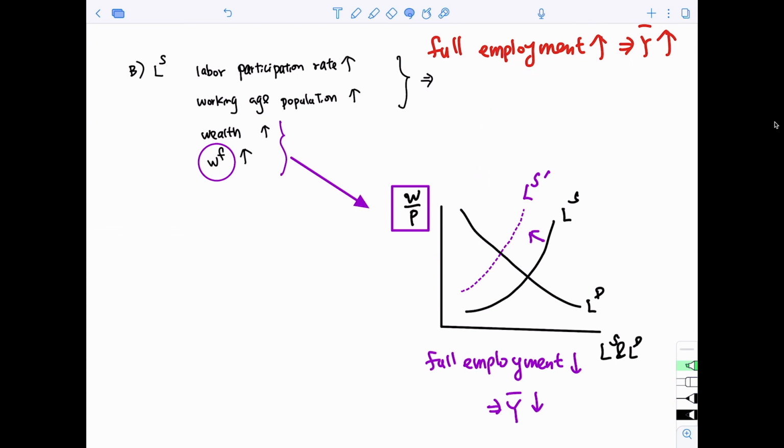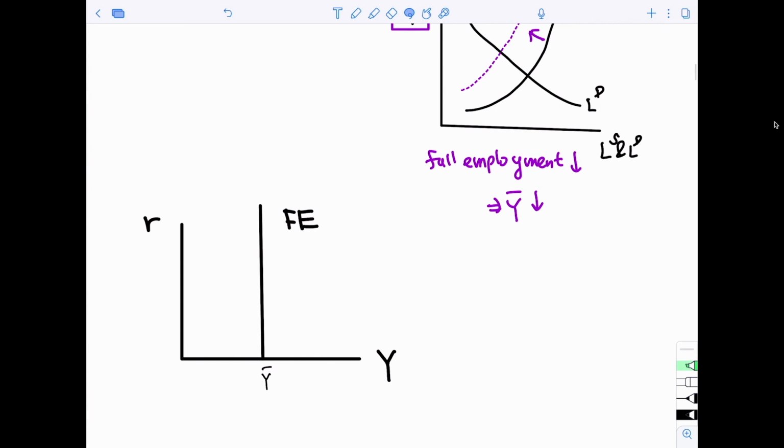However, if it is about changes in the current wages, then it will be associated with moving along the labor supply curve. To wrap up the discussion in this part, we draw the full employment line, which is a vertical line, with the vertical axis being R and the horizontal axis being Y. The point where the full employment line crosses the horizontal axis is the full employment level. For any shock that causes the full employment level to fall, it will shift the full employment line to the left.